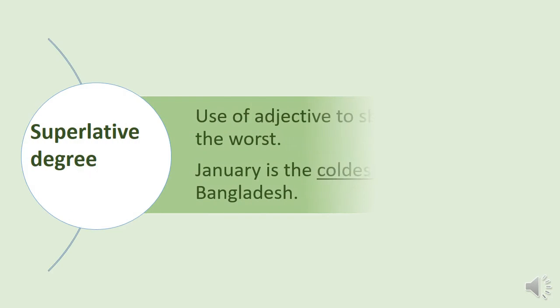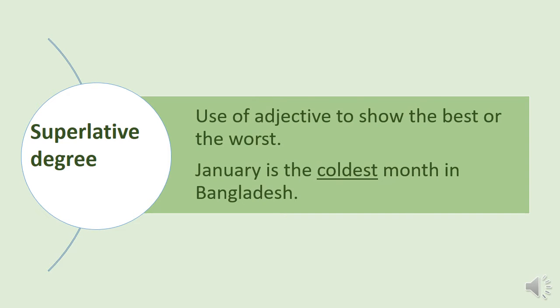Here comes superlative degree. Dear students, can you guess what a superlative degree is? If we use an adjective to show the best or the worst, then it's a superlative degree. For example, we can say January is the coldest month in Bangladesh. Dear students, look at the sentence. Here there is an underlined word, that is coldest, and coldest is the superlative form of degree, okay?